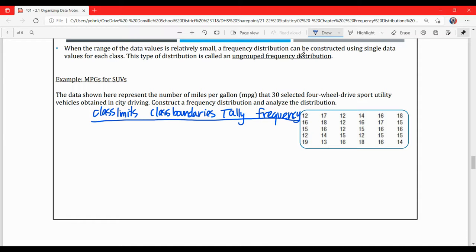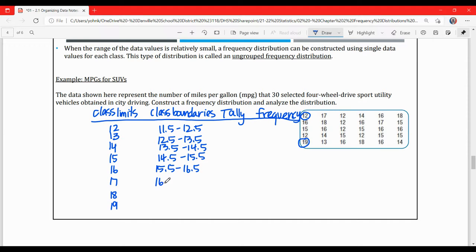So if we're looking at class limits in an ungrouped frequency distribution, we're going to just list every different value that we see. The smallest value is a 12, and the biggest value is a 19. So 12, 13, 14, 15, 16, 17, 18, and 19. Now notice there's not an upper limit and a lower limit. It's just the limit. We can do class boundaries to close the gaps between the different classes. So we can subtract 0.5 and say the first one is from 11.5 to 12.5, 12.5 to 13.5, 13.5 to 14.5, 14.5 to 15.5, 15.5 to 16.5, 16.5 to 17.5, 17.5 to 18.5, and 18.5 to 19.5.